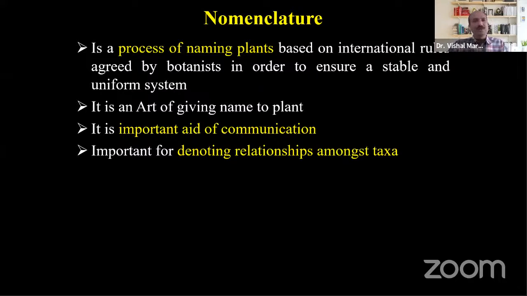Why is this nomenclature important? It is an important aid to communication, because when we want to communicate with each other, or when we want to deal with certain plant species, the name is very, very important. Again, it is important to denote relationships among taxa. When we compare two or more taxa, or when we are dealing with medicinal plants and talking about their characters and medicinal properties, to denote the relationships within that particular taxa from different localities or from the same localities, nomenclature is very, very important. So for communication and for denoting relationships, nomenclature is important.